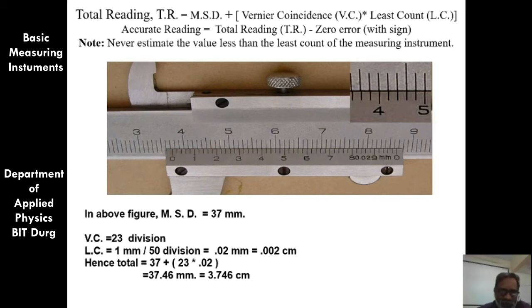The 23rd division is now multiplied by the least count, which is 0.02 mm. So 37 mm plus 23 multiplied by 0.02 mm becomes the final reading, that is equal to 37.46 mm or 3.746 centimeter. So this is how we read the vernier calipers.